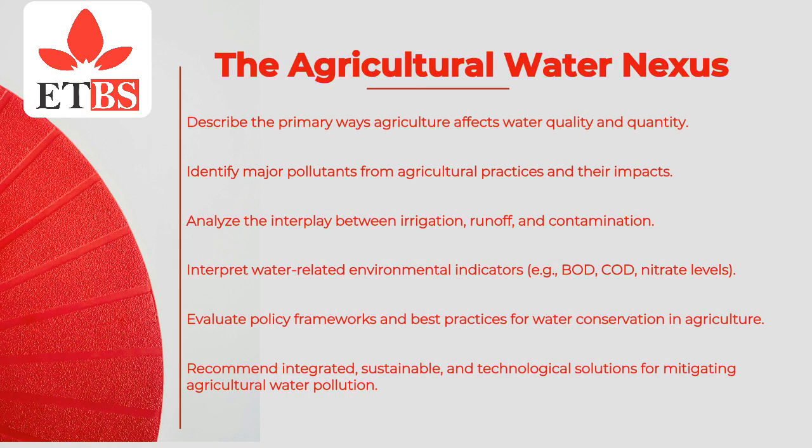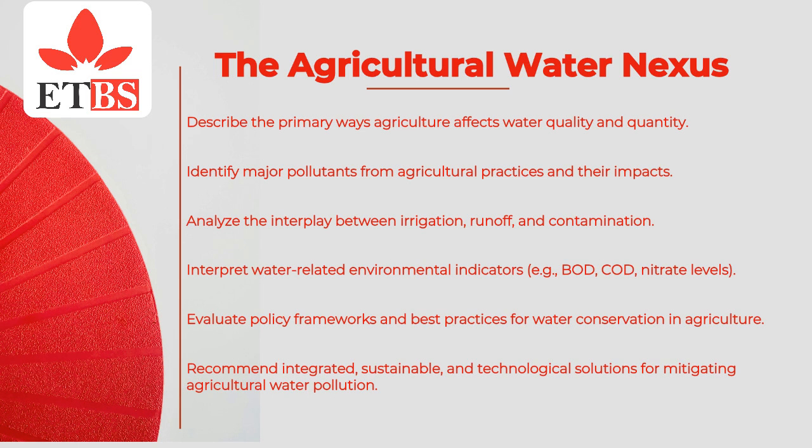By the end of this module, you will be able to: 1. Describe the primary ways agriculture affects water quality and quantity. 2. Identify major pollutants from agricultural practices and their impacts. 3. Analyze the interplay between irrigation, runoff, and contamination.